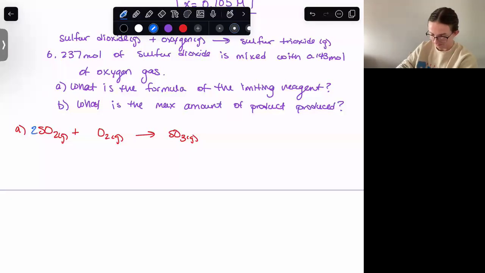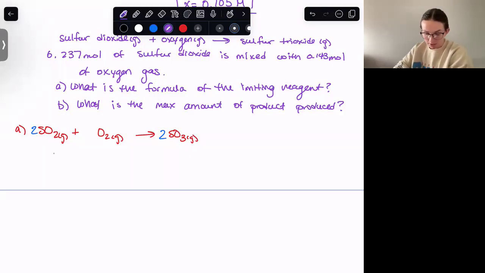Awesome. Yep. So we need a 2 in front of SO2 and we need a 2 in front of SO3. That makes 2 sulfurs on both sides and 6 oxygens on both sides. Okay, and now we're able to solve for our limiting reagent because in order to solve for limiting reagent, we need to know our molar ratios in our chemical formula.